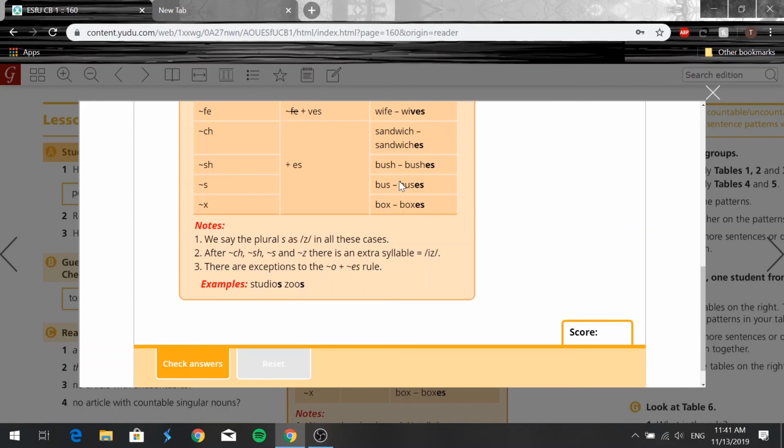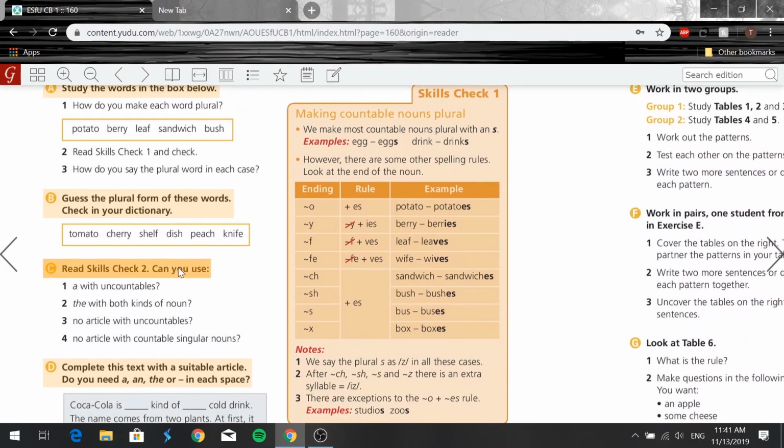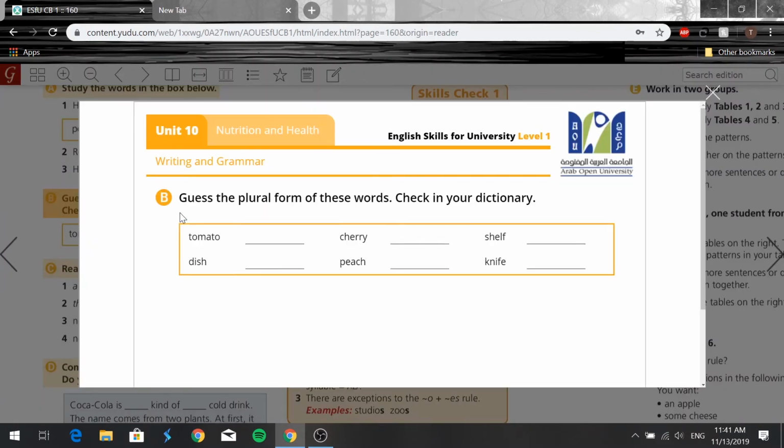Okay? So that was exercise A. Now let's go to exercise B. Guess the plural form of these words. So this is just a guessing game. Pause the video, do it again. It's really similar to the last exercise. We'll do it quickly and we'll move on. So again, tomato. So we'll say tomatoes, okay, ES, ends with an O.